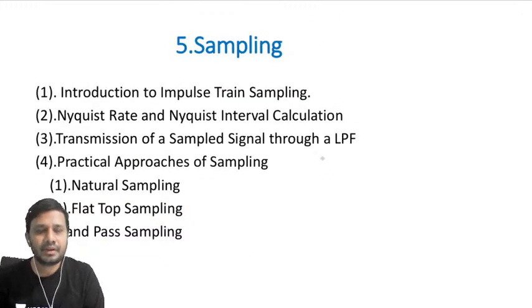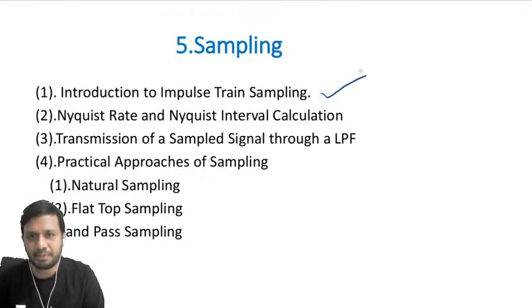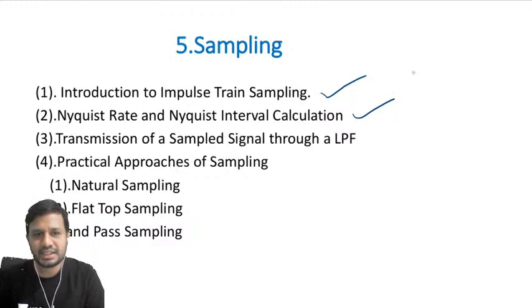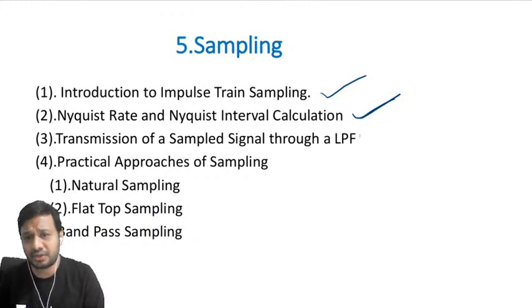And after this I'm going to take the next unit, that is nothing but sampling. So here we'll discuss the introduction to impulse train sampling, how we are going to sample a signal, and how to find out the Nyquist rate and Nyquist interval calculations, and many problems, previous GATE questions we are going to discuss, and transmission of a sampled signal through a low pass filter or any kind of systems. This is an important topic.